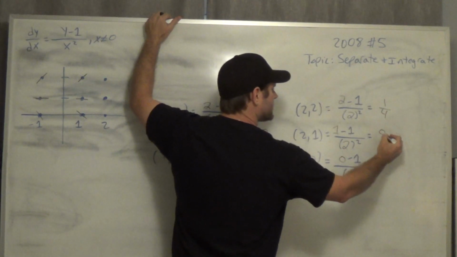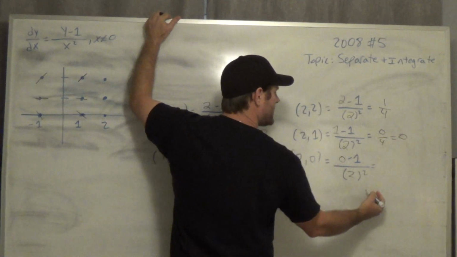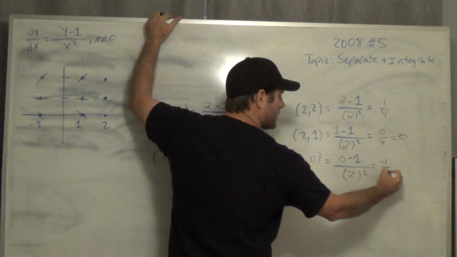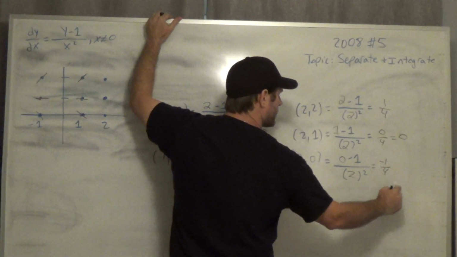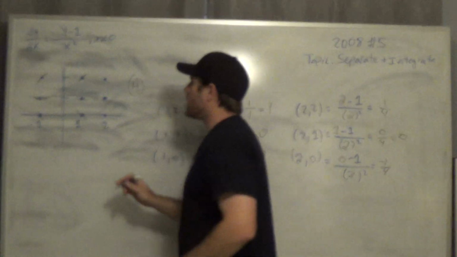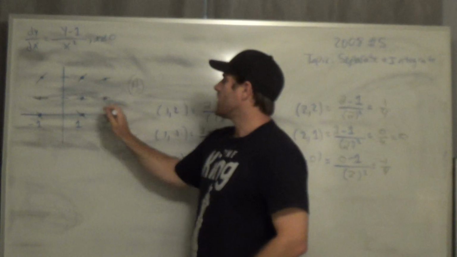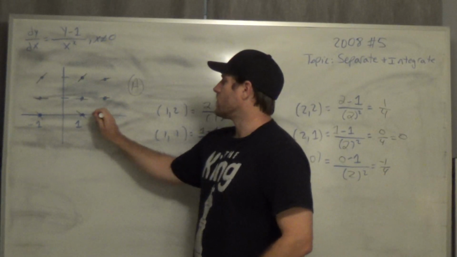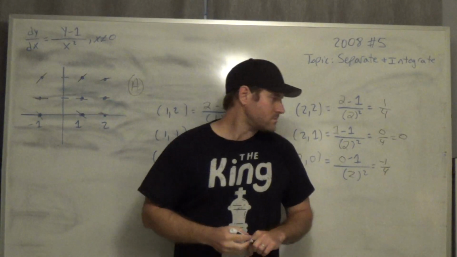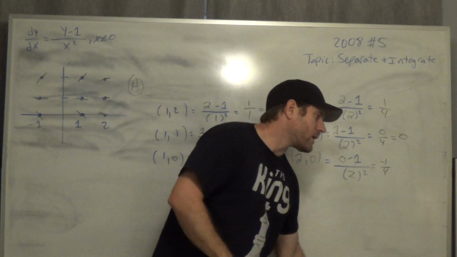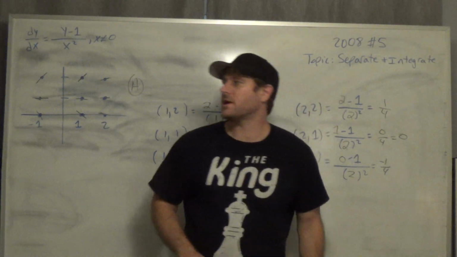This gives me a 0 over 4, which is 0. And then here we get a negative 1 over 4. That's already negative 1. Okay, so we get a slope of 1/4, so not as steep. A slope of 0, and then a slope of negative 1/4. Again, not as steep. And that's everything we're asked to do for part A. So part A is now over.